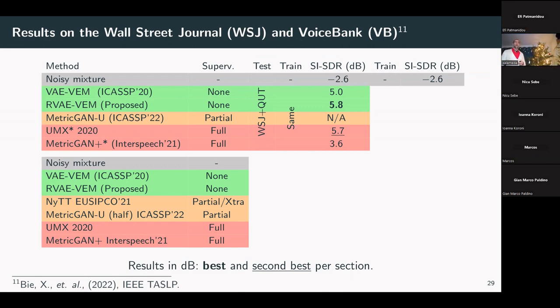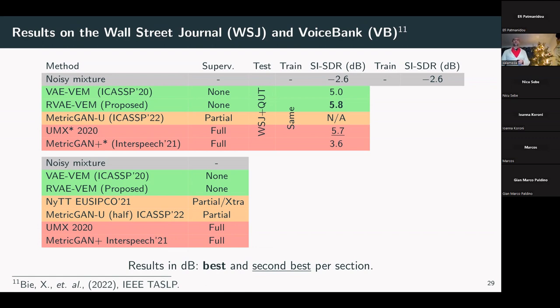This was published with Xavier at Transactions on Audio, Speech and Language Processing a year ago. And the original results table is actually quite long and difficult to read. So I here present a summary. We are comparing here two unsupervised methods that you can find in green, with one, let's say, semi-supervised method, let's put it that way, in orange, and two supervised methods in red, okay?